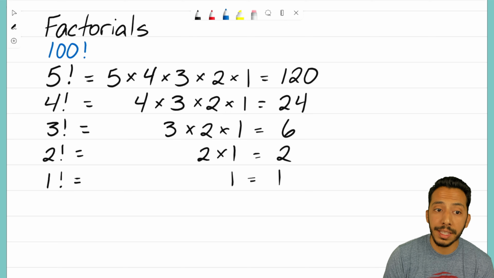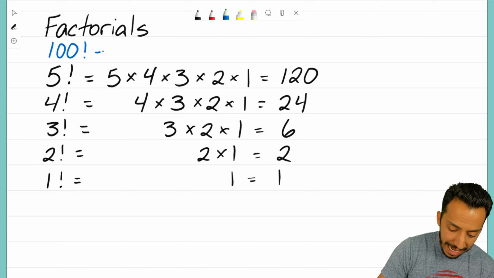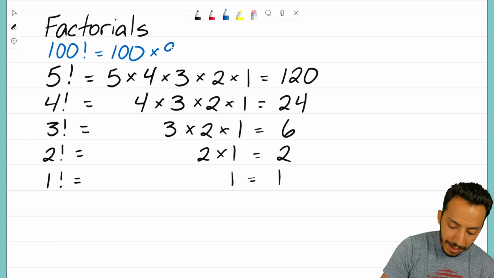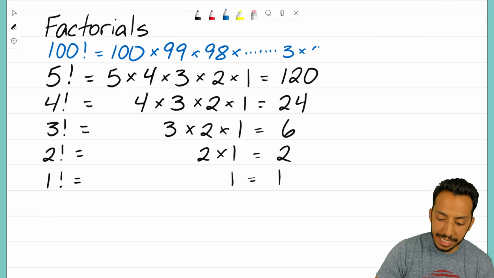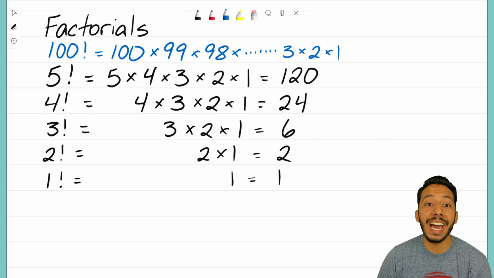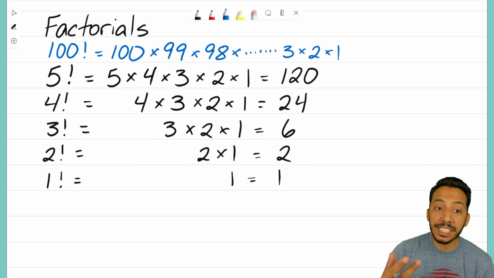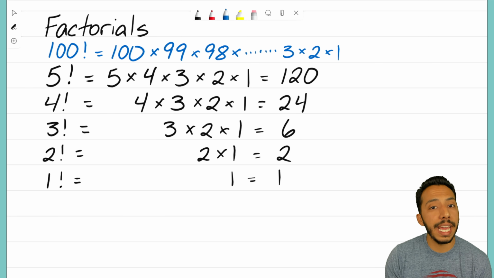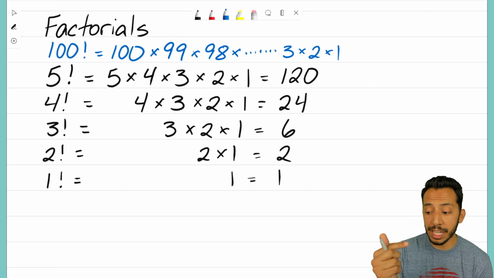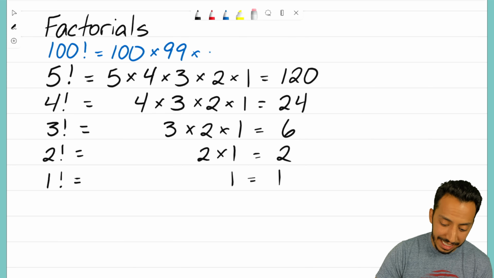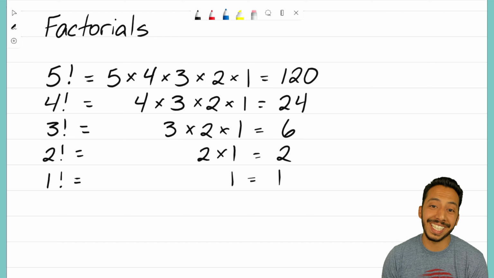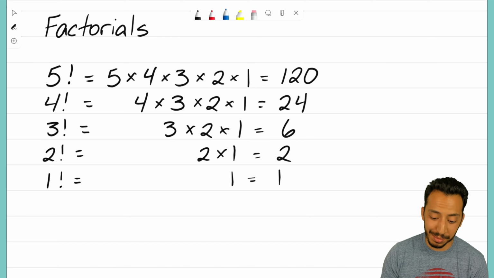We could do that. But think about the math behind that. We would have to start at 100, times it by 99, times it by 98. We would have to keep going all the way until we got to 3 times 2 times 1. I don't even think our calculator can handle that because that's a very large number. But that's all a factorial is. It's just taking that number and multiplying it by itself, one number lower each time until you get to 1. That is an insane number that we do not have the time on this video to see. Actually, our calculator won't even be able to compute it.